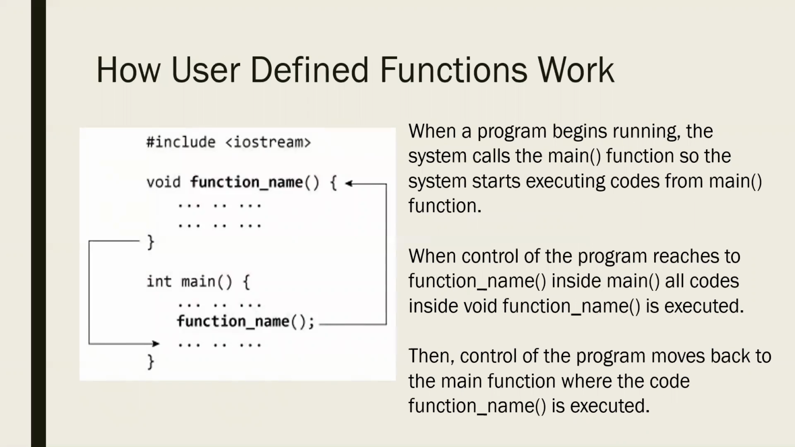When a program begins running, the system calls the main function, so the system starts executing codes from the main function. When control of the program reaches the function name inside main, all codes inside void function name are executed. Then control of the program moves back to the main function, where the code function name is executed.